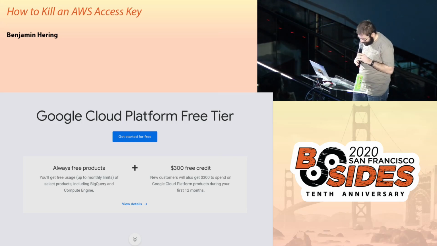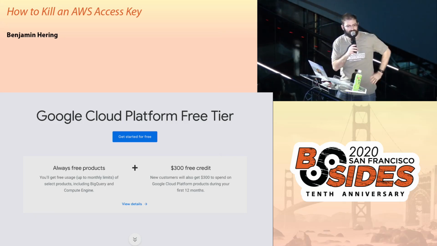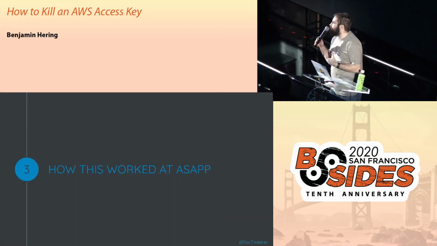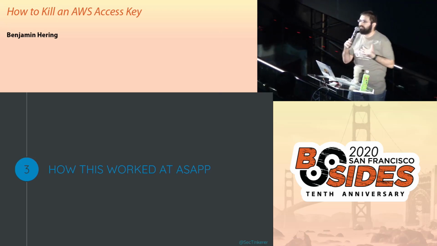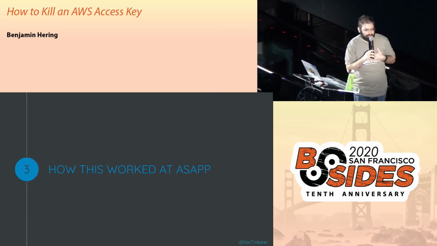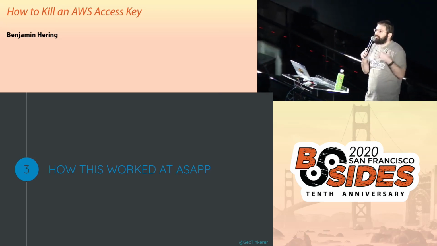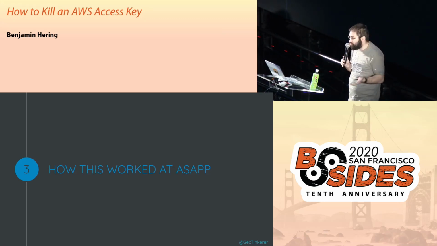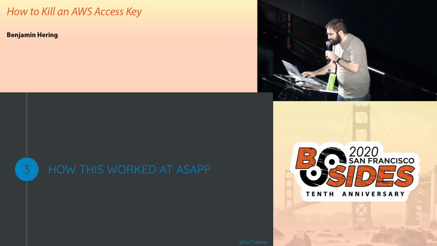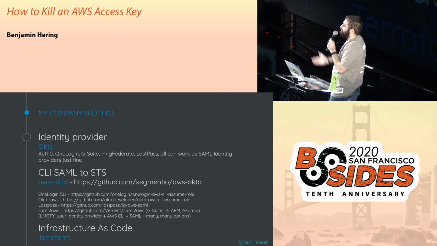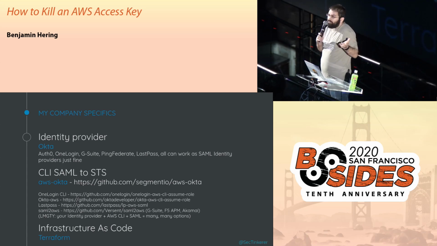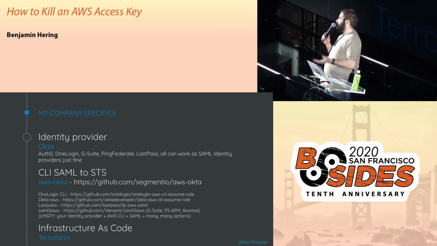So obviously you need more than just those three random ingredients. So what I'd like to do now is talk about how we did this specifically at my company. So I am going to mention vendor names because those are the vendor names we use, but it really doesn't matter what vendor names you happen to insert here. So for example, our identity provider at ASAP is Okta. You can use Okta. You can use whatever you want. As long as it speaks SAML, you're fine.